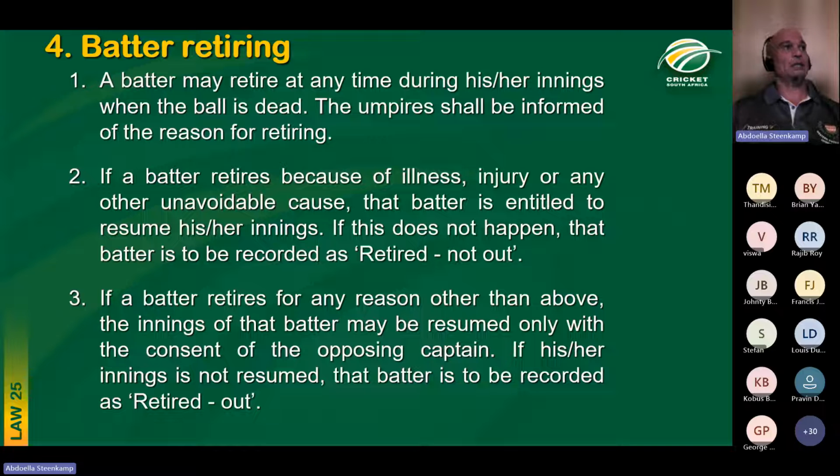A typical example of point number 3 is those batters that sometimes will get to 50 and they'll say, okay, I've had enough, I want to give someone else an opportunity. Now they say, umpire, I'm retiring. So that retirement is not because of injury or illness or unavoidable cause. A new batter will come in. For that batter to come bat later on in the innings, they need to go to the opposing captain and ask, can I go out and bat again? If the opposing captain says yes, no problem, you can go bat again. If the opposing captain says no, you're then not allowed to go bat again.